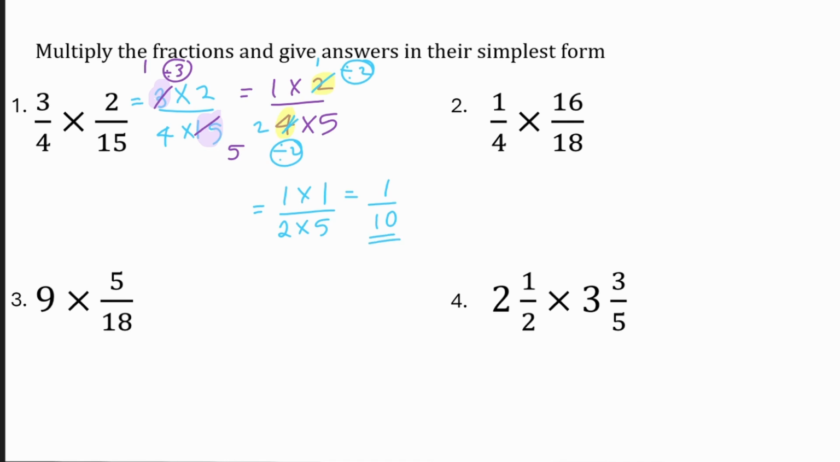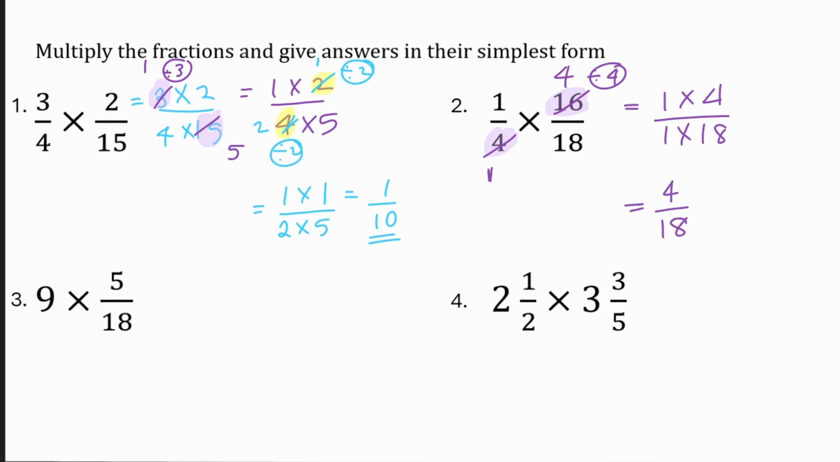For number 2, I'm going to check if I've got any common factors in my numerator and denominator. So in my denominator, I have got 4, and in my numerator, I have got 16. The highest common factor of 4 and 16 is 4. So I am going to divide both of these numbers by 4. So 4 divided by 4 gives me 1. 16 divided by 4 gives me 4. And I can now rewrite this as 1 times 4 in my numerator and 1 times 18 in my denominator, which will just give me 4 over 18.